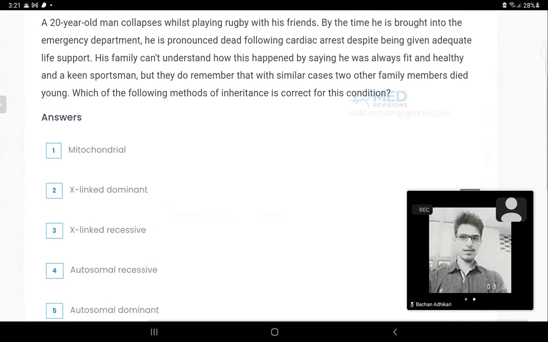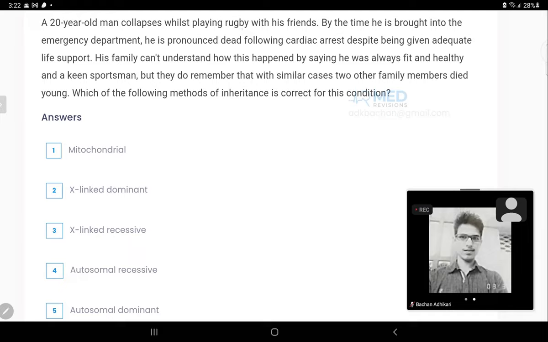Now, this one says, which of the following is the mode of inheritance for this condition? Right? So let's read it. His family can't understand how this happened. Again, a vague thing. So move to the beginning. I read the last sentence of the question, then moved to the sentence before it. It was very vague, so I moved above. A 20-year-old man collapses while playing rugby with his friends.